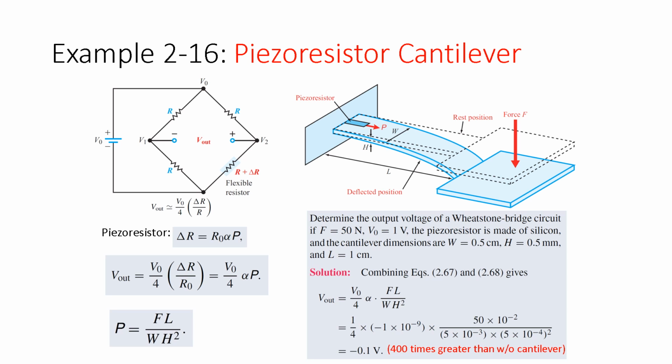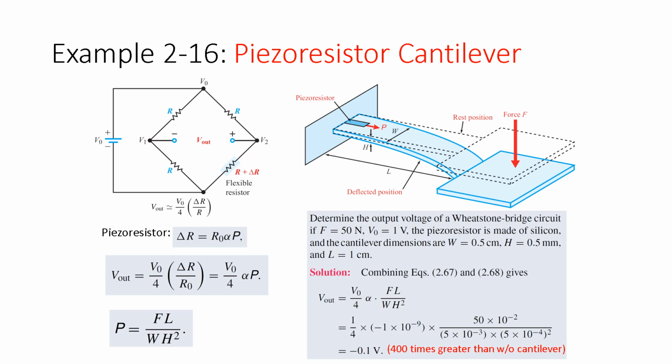So the problem here says: determine the output voltage of a Wheatstone bridge circuit if the force equals 50 newtons, V0 equals 1 volt, the piezo resistor is made of silicon, and the cantilever dimensions are width equals 0.5 cm, height equals 0.5 cm, and length equals 1 cm. So this one is pretty much a plug and chug, which is why I didn't write it out in a more involved tutorial. What we're going to do is plug those values in to get our V out. And the V out is going to be minus 0.1 V.